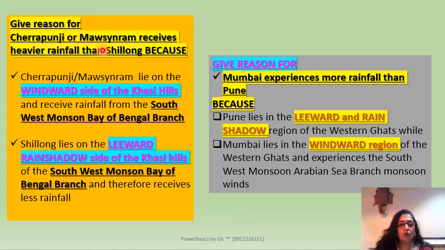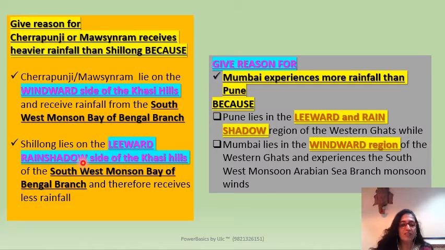Why does Cherrapunji or Mawsynram receive heavier rainfall than Shillong? We just did that. One is on this side and one is on that side. Cherrapunji, Mawsynram lie on the windward side of the Khasi Hills and receive rainfall from the southwest monsoon Bay of Bengal branch. Shillong lies on the leeward rain shadow side. See, I'm highlighting these words because these words should be there in your answers. You must remember windward side of Garo and Khasi. Southwest monsoon Bay of Bengal branch.